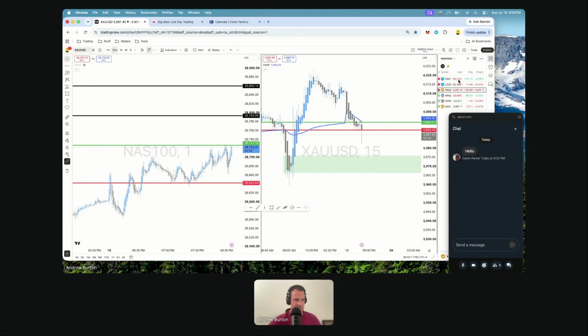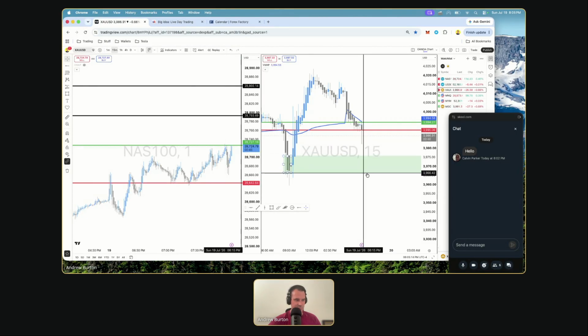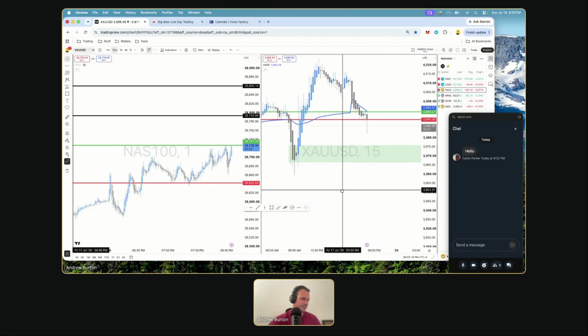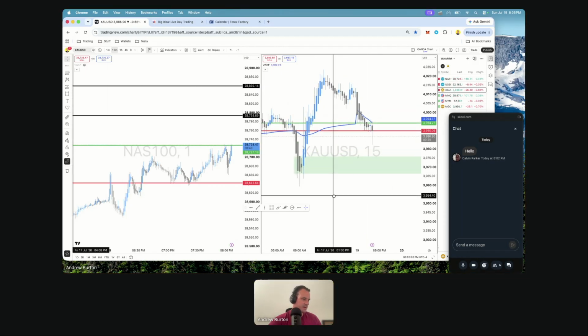If during the session price comes down to here, this would be a good area to buy gold. Then it'd go back up likely, right? Within this green box here, okay?